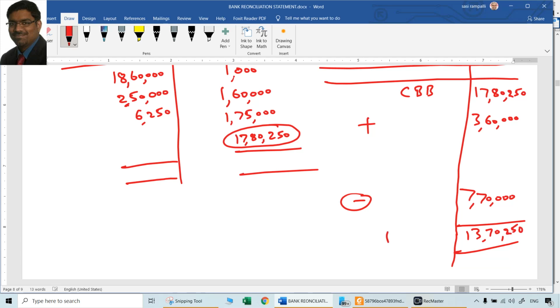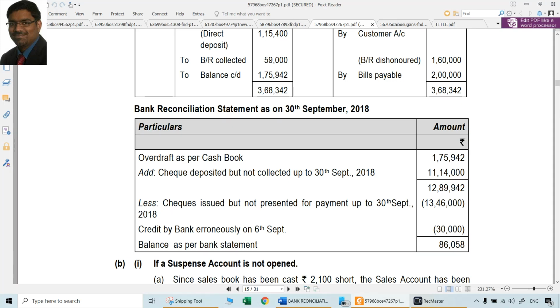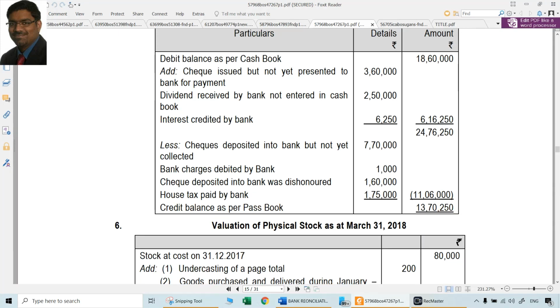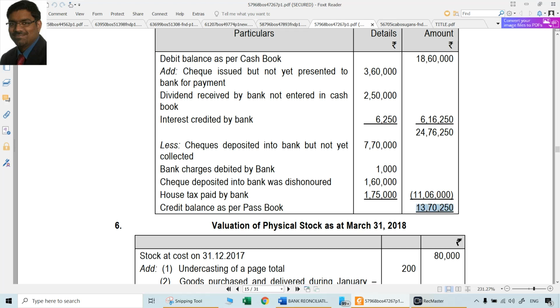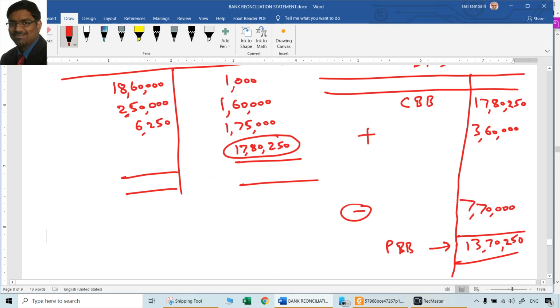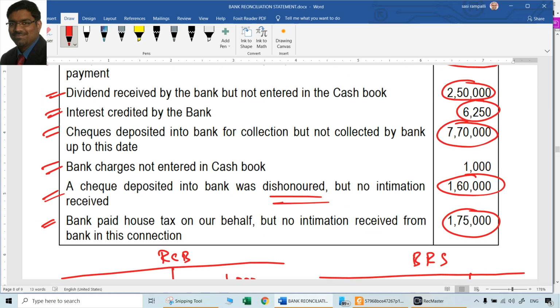Of course, that is the balance as per passbook. So the passbook balance would have been 13,70,250 in this case. Let's check that. Should be there. 13,70,250. So like this, you have to practice many questions.